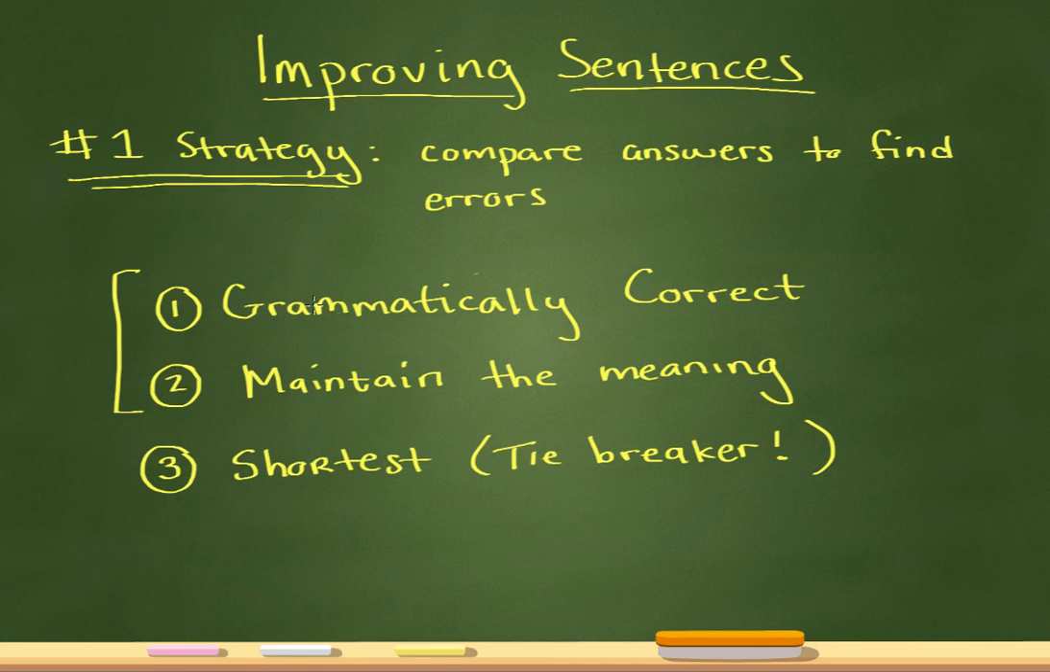Now, if you're between two answer choices that you think are both grammatically correct and both maintain the meaning, the next step is to just pick the shortest one. Short and sweet. It's the tiebreaker. It's going to decide which one's the better answer.